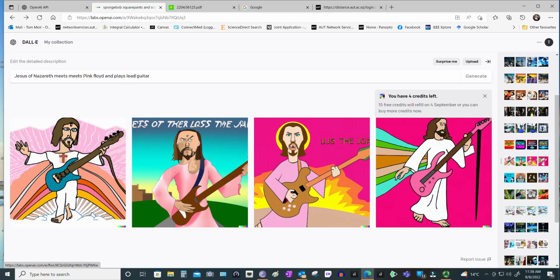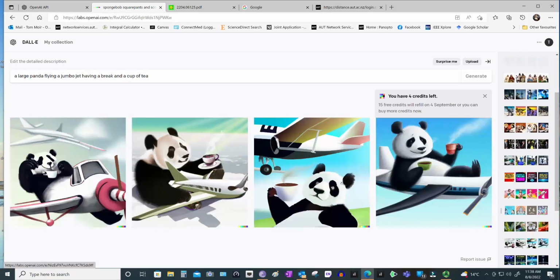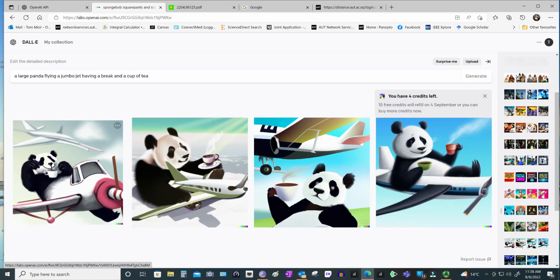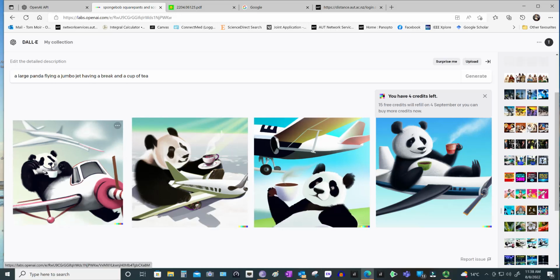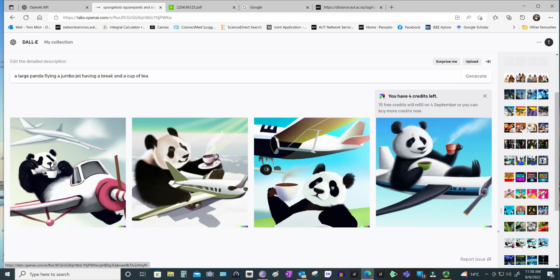So let's look at some other ones. There's a large panda flying a jumbo jet, having a break and a cup of tea. When I did this one, I imagined the panda being actually in the cockpit of the jumbo jet, but it's obviously drawn it a slightly different way. Like he's there, enjoying his cup of tea.